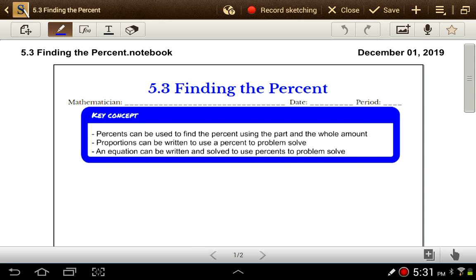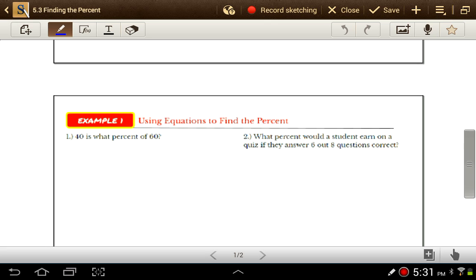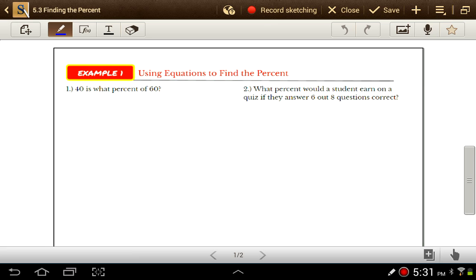Let's go over our first example. In our first example, we're going to be using equations to find our percent. So again, we have our is, which is our part. So remember, is associated with our part, and of is associated with our whole amount. That's going to be important when we're trying to figure out our equation. In order to find this, we want to turn what part we have of the whole amount into a percent.